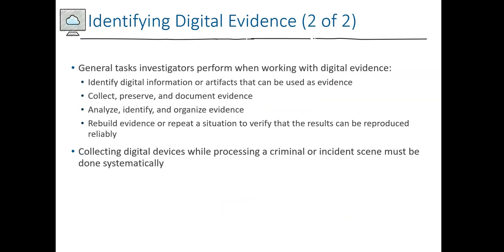General tasks investigators perform when working with digital evidence. First of all, you need to identify what digital information or artifacts can be used as evidence. The challenge here is that when you obtain the data from any computer and search it to find evidence, you may find maybe 500 gigs or so of data. So you need to know where the information is, and which things you are going to use to identify and find the information, then identify this information as evidence.